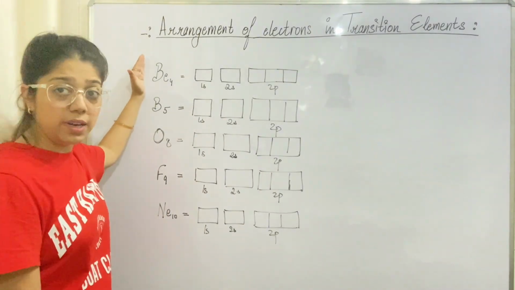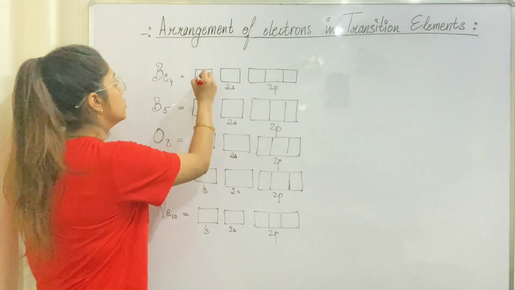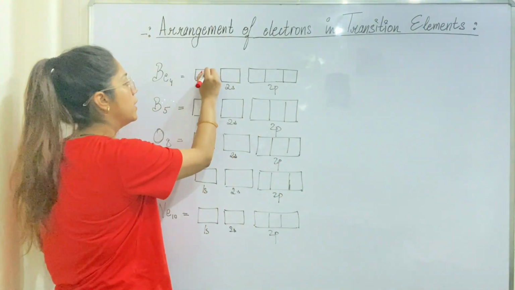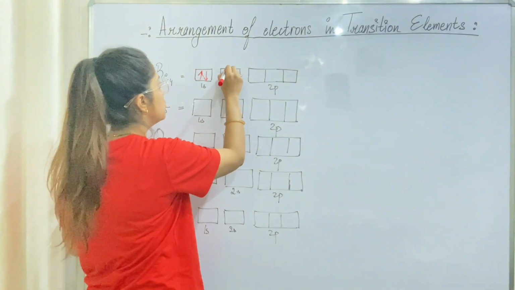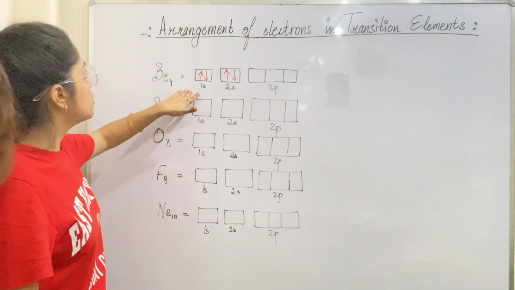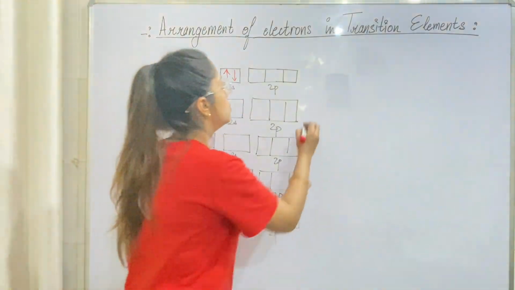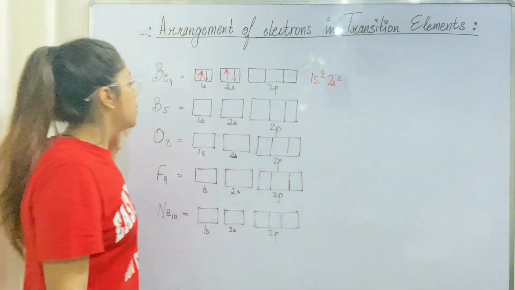So we will start with beryllium, having atomic number 4. Beryllium has 4 electrons. The first electron will go in 1s, the second will also go in 1s. Now comes 2s, 1 and 2, so 4 electrons are completed. So the configuration is 1s2, 2s2 for beryllium.